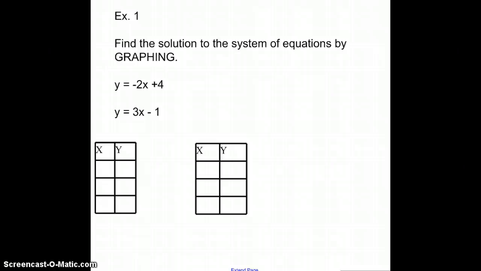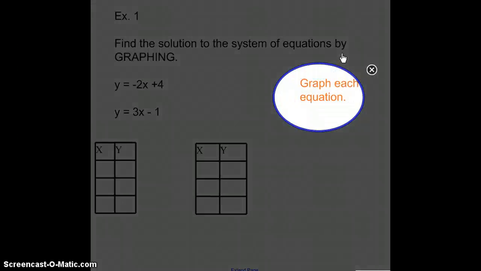Here's our first example. It says find the solution to the system of equations by graphing. This is our system of equations, and we're going to do it by graphing. So we should be able to recognize the format of these two equations. These are slope-intercept format, so they should be relatively easy to graph. And that's our first main step here, is to graph each equation.